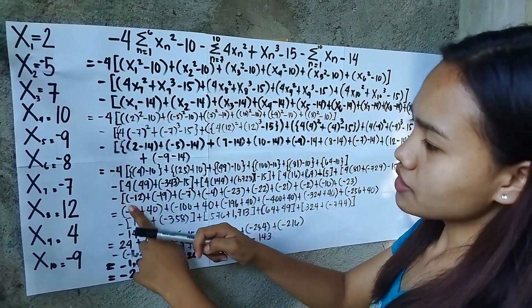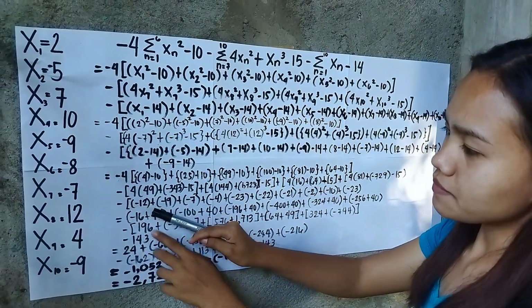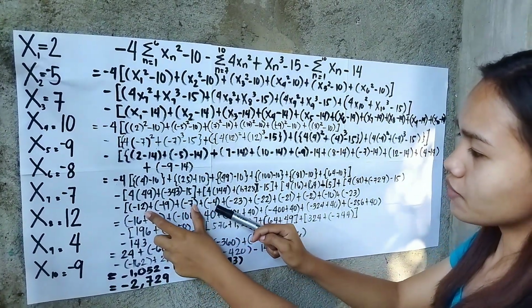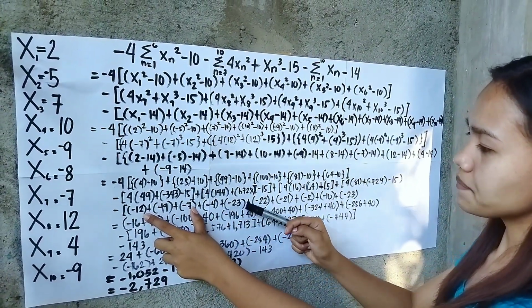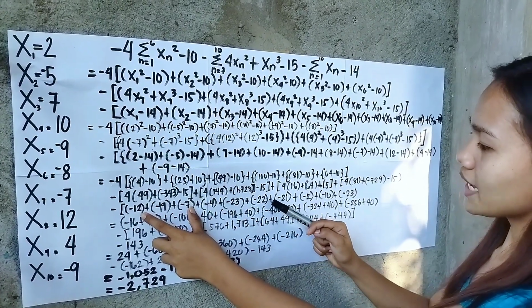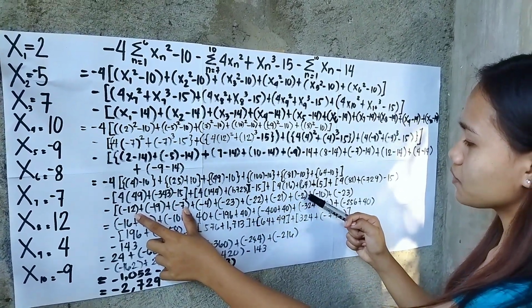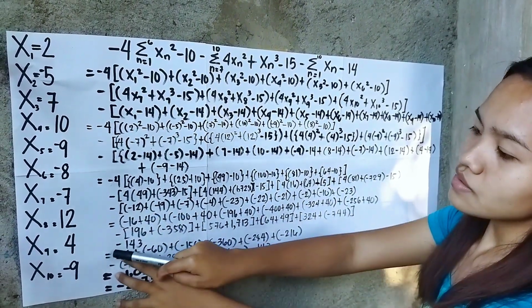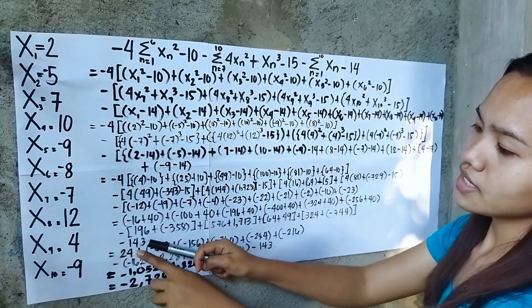And the third summation here is negative 12 plus negative 19 plus negative 7 plus negative 4 plus negative 23 plus negative 22 plus negative 21 plus negative 2 plus negative 10 plus negative 23 equals negative 143.